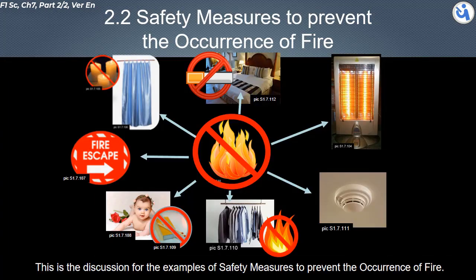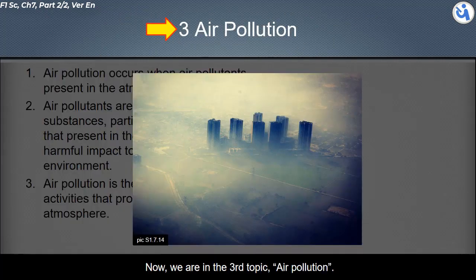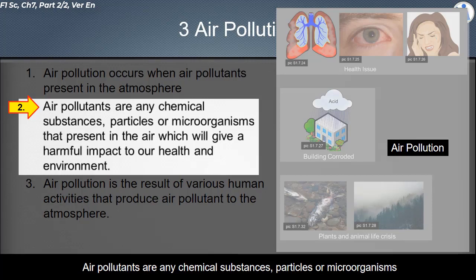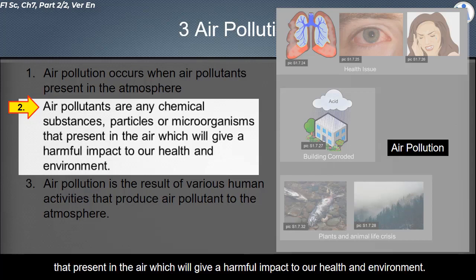This is the discussion for the examples of safety measures to prevent the occurrence of fire. Now, we are in the third topic, air pollution. Air pollution occurs when air pollutants are present in the atmosphere. Air pollutants are any chemical substances, particles, or microorganisms present in the air, which will have a harmful impact on our health and environment.